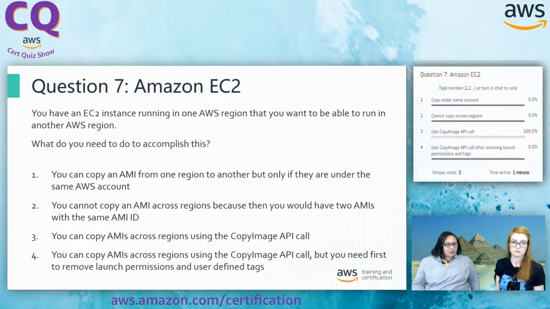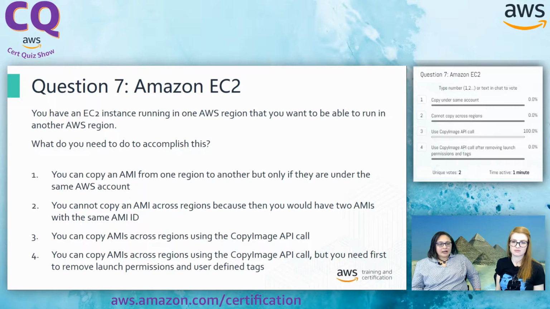You can copy an AMI from one region to another, but only if they are under the same AWS account. No, you can actually copy across accounts as well. It wasn't the case before, but that's a feature that got added in the last couple of months, so you can actually do that. You cannot copy an AMI across regions? That's not true straight away. You can actually copy. Great.